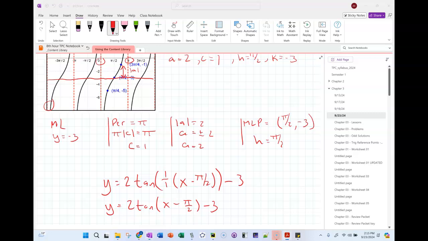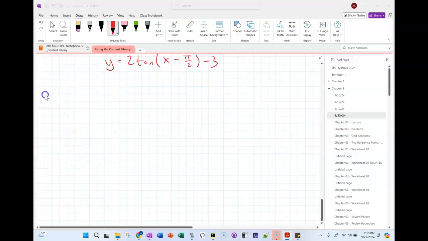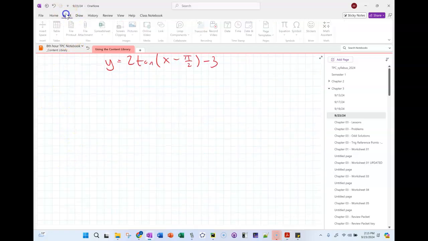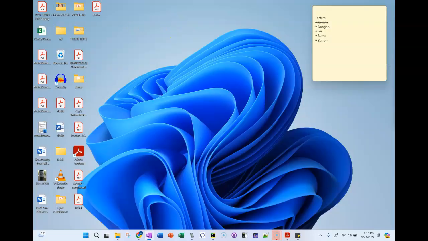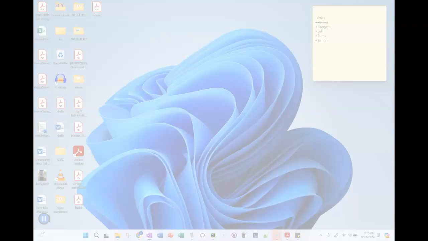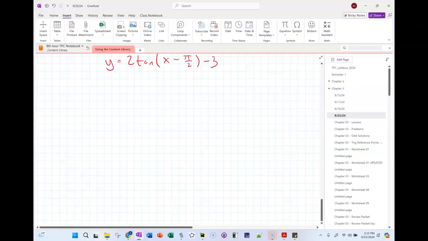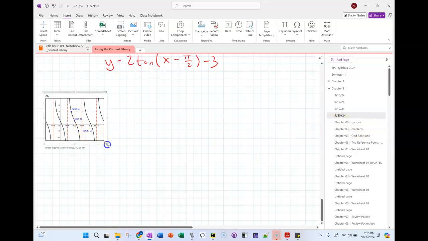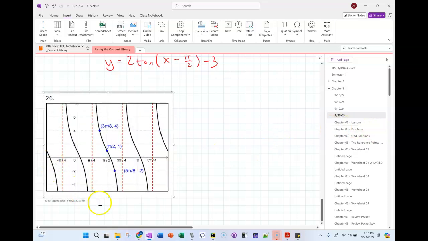Let's do 26. Here's your graph. And your 10 minutes starts right now.